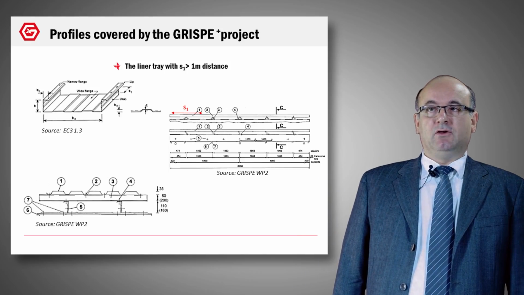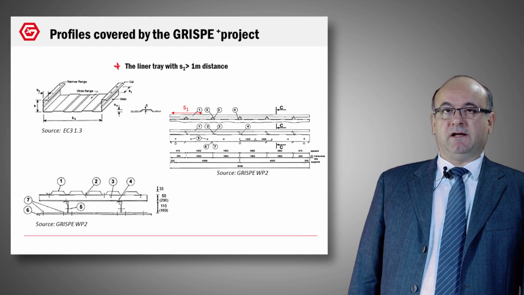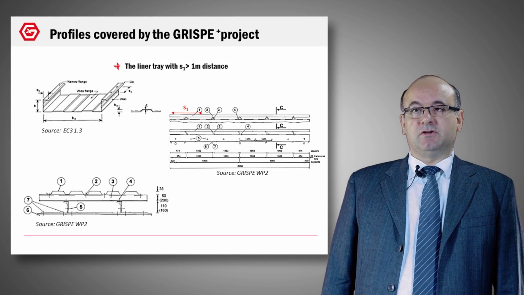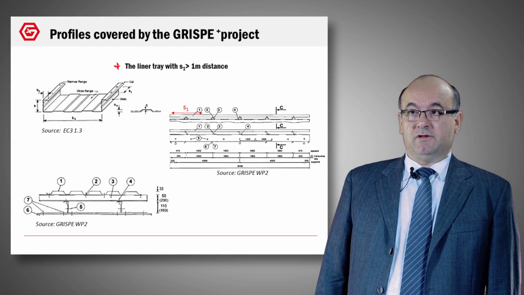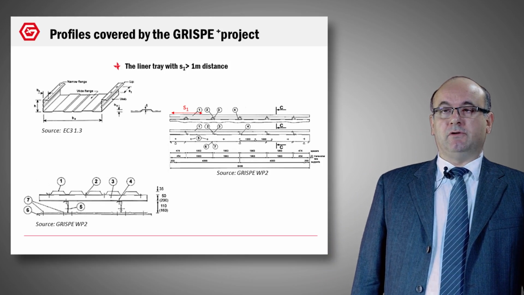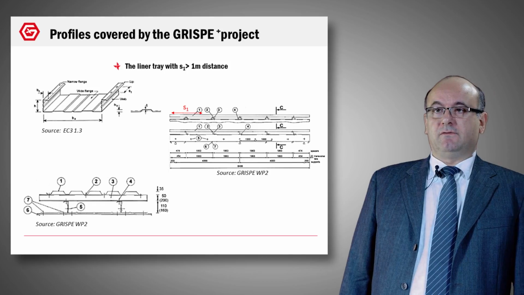But when you do this, you have a local instability of the flange of a liner tray. That is why it is necessary to take this into account in the calculation. It is not defined in the Eurocode today. It was developed for the Eurocode in the future, thanks to the work of GRISPE.